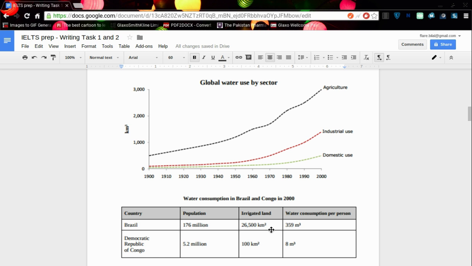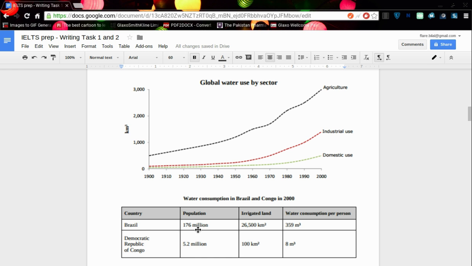And by the way, this is talking about two areas here. This is about domestic use and this is about agriculture. Irrigated land relates to agriculture and water consumption per person relates to domestic use. So there's no industrial use here. And be careful about that.